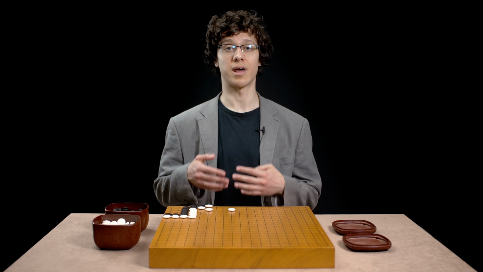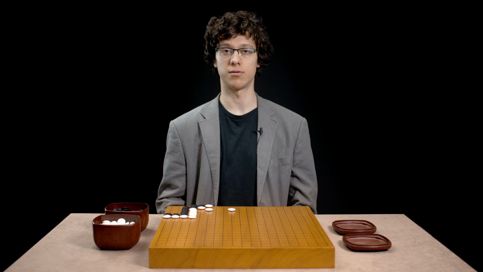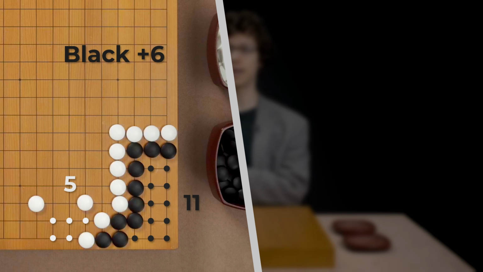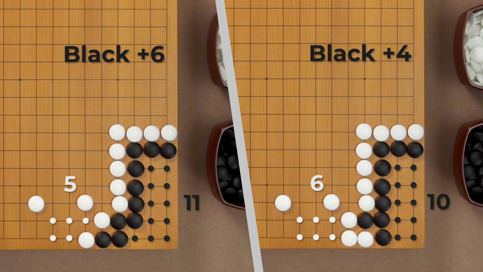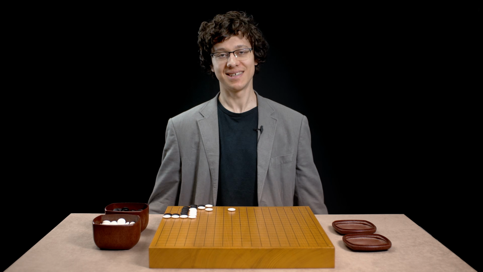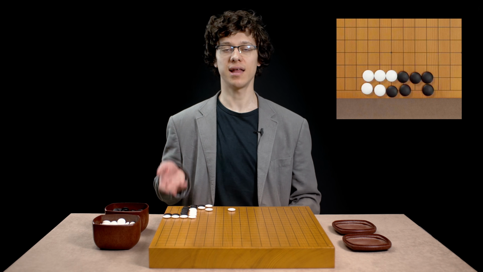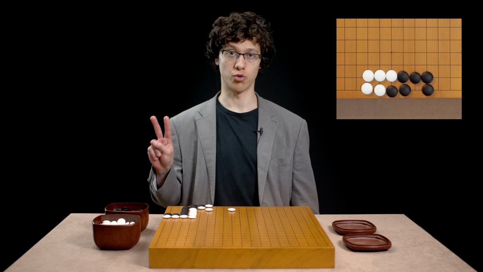Now, to count the value of a move, we need to compare these two local results. Black plus 6 and black plus 4. Both are in black's favor, so we need to subtract these numbers, one from another. 6 points for black or 4 points for black. The difference is 2 points. Just as expected, as in the previous example, the Hane on the first line is worth 2 points.